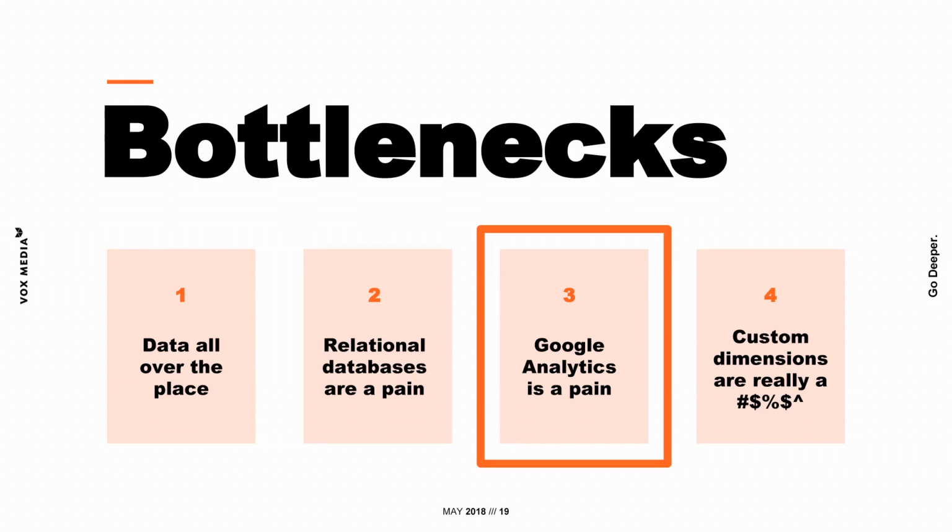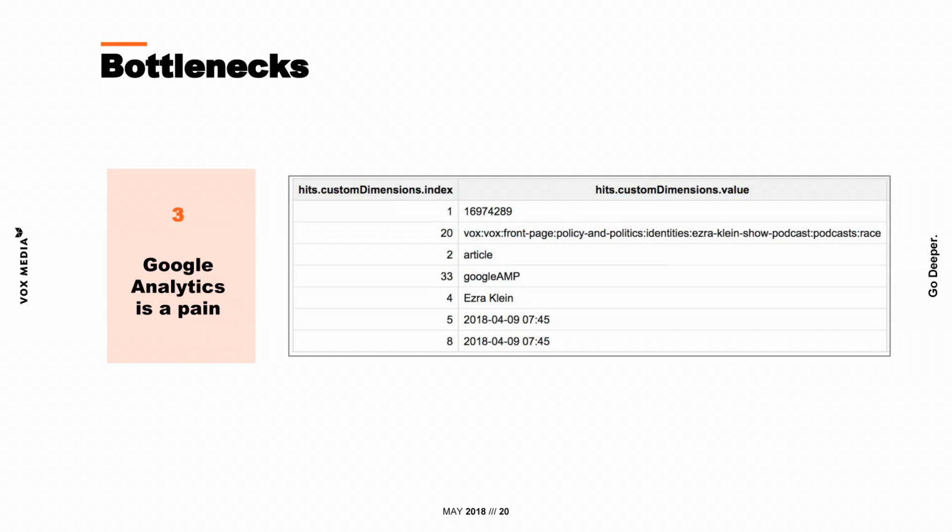All right, so what other kinds of bottlenecks do we have? I don't know how many other people use Google Analytics at their company. Web stuff is trapped in there. There's an amazing amount of data in there. This is just one record, one article that Ezra Klein wrote. He's our main editor-in-chief at Vox. It's a lot of data, but it's in this nested structure, and it's hard to get information out of Google Analytics.